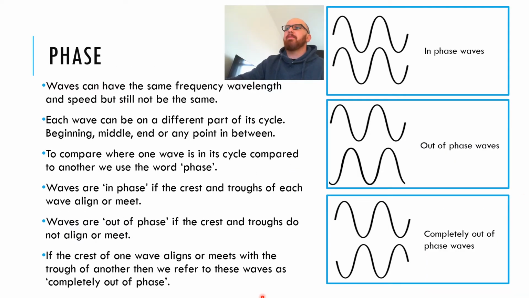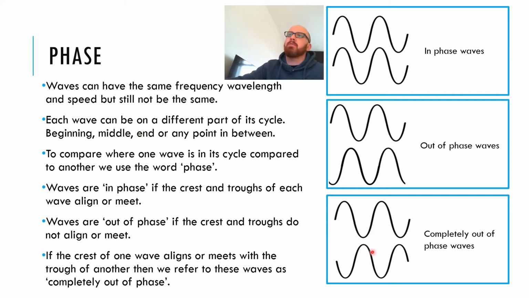Okay, so this one here just talks about something called phase. Here's another term that we've not really dealt with or talked about before. So waves can have the same frequency, the same wavelength and speed, but still not be the same wave. They might look similar and they might look as if they're the same wave, but they're not exactly the same. And that's because they can be in different parts of their cycle. Waves go up and down, and if a wave is going to the top but the other wave is coming to the bottom, they're not the same wave if they're in a slightly different part of their cycle. So each wave can be in a different part of its cycle, beginning, middle and end, or by any point in between.